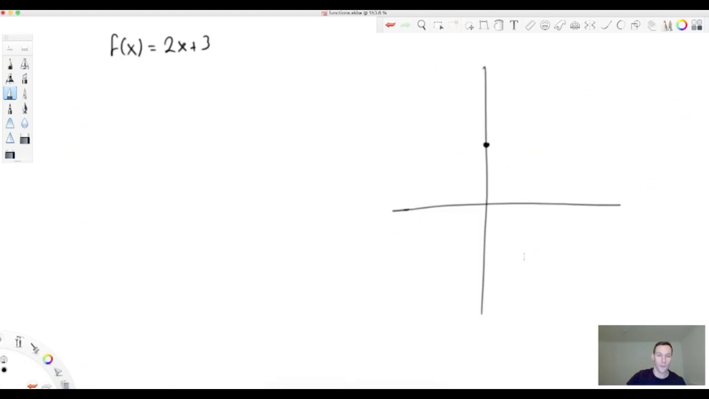So f of x is equal to 2x plus 3. How do we get this point where it crosses the axis? Well, that happens when x is equal to 0. Here's the x-axis. We go along the x-axis until we reach a 0. So we'll find the point where it crosses the f of x axis when x is equal to 0. f of 0 is equal to 2 times 0 plus 3. 2 times 0 is 0, plus 3, that's equal to 3. And then we get the point 0, 3.